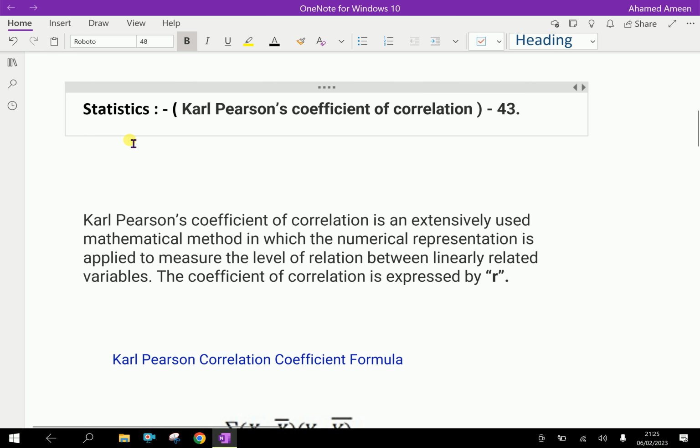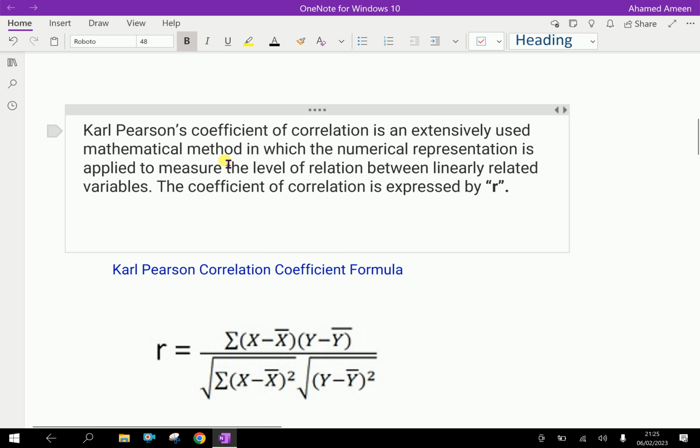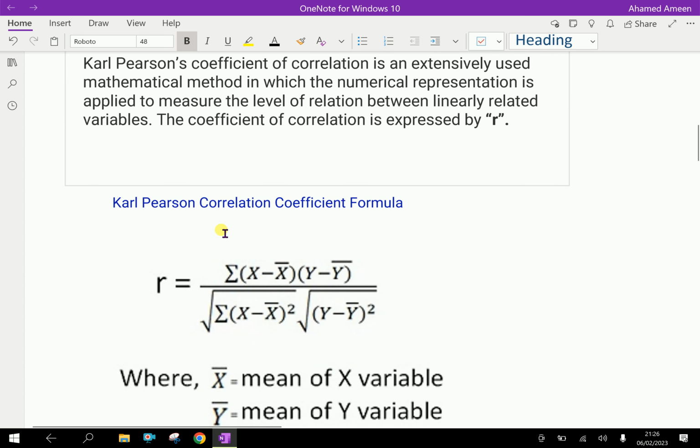Welcome to aminacademy.com. In statistics, let us discuss the Karl Pearson coefficient of correlation. Karl Pearson's coefficient of correlation is an extensively used mathematical method in which numerical representation is applied to measure the level of relation between linearly related variables. The coefficient of correlation is expressed by R.